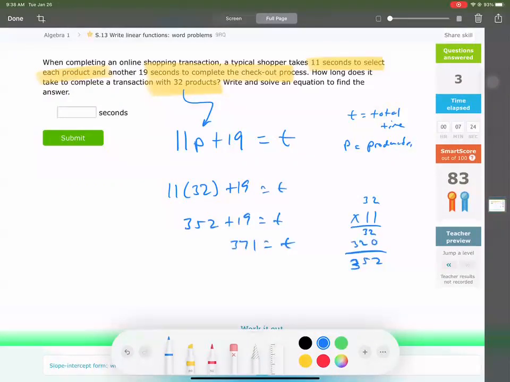That's pretty fast though, because 371 seconds is about 6 minutes. That's really fast. Okay. All right.